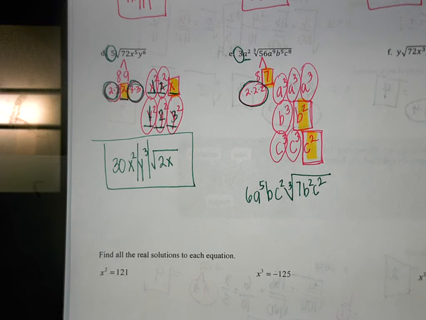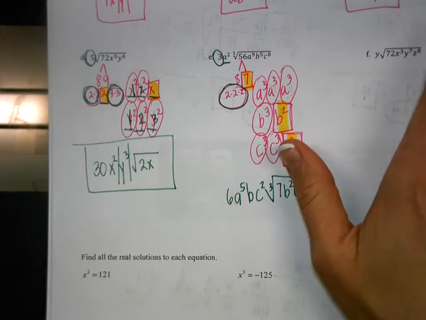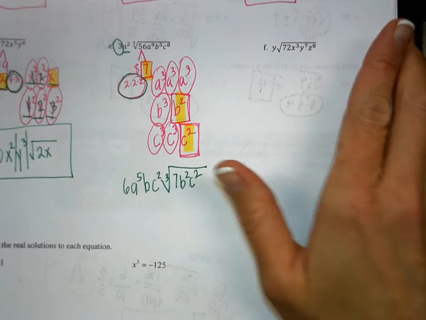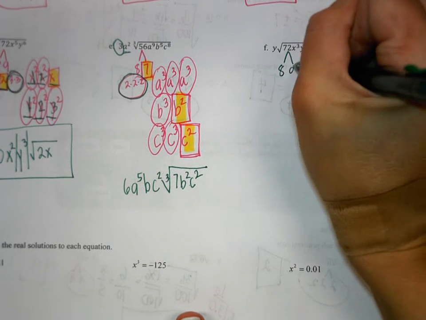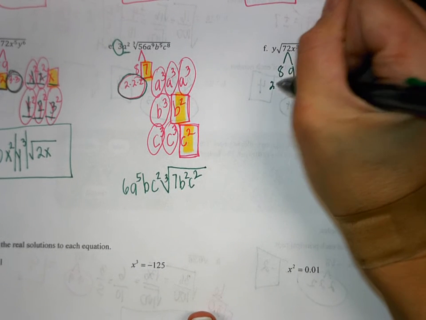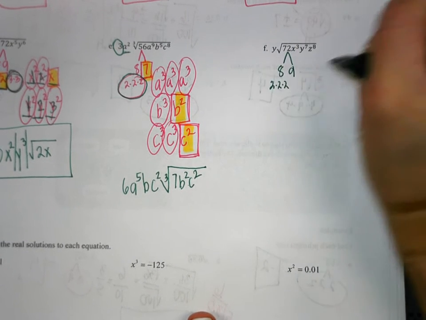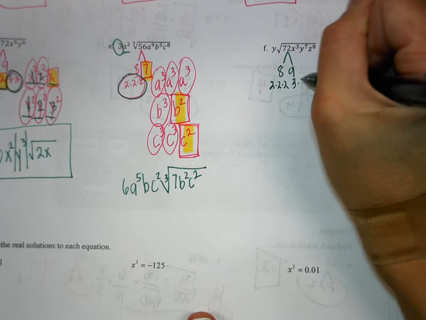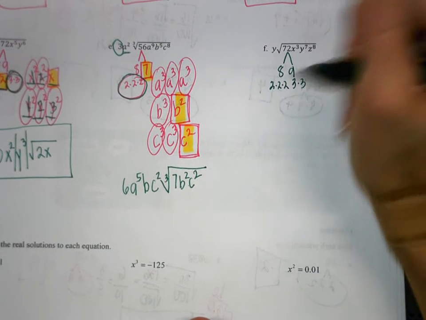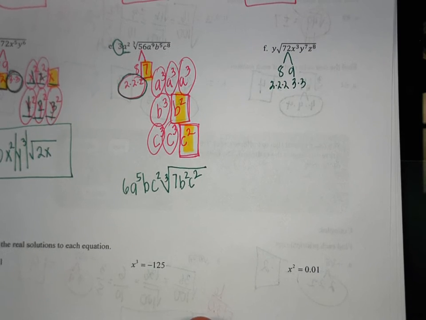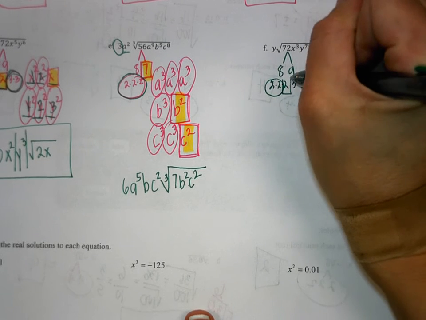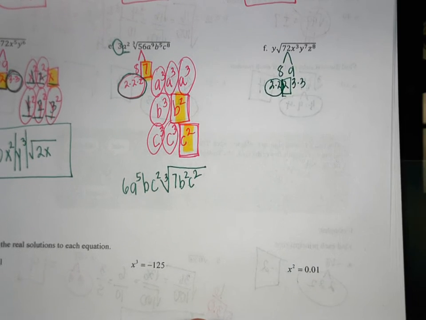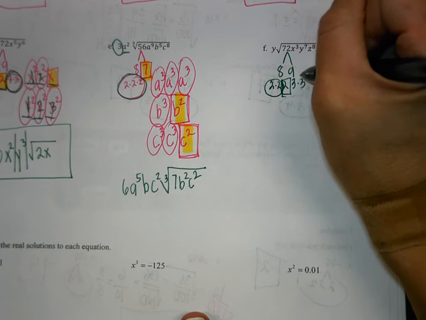Okay, F. 72. What does 72 break down to? Okay. 8 and 9. And then we know that 8 breaks down to be 2, 2, and 2. And 9 is 3 and 3. And so this is square root. So how many do we need for a group? 2. So I have one group of 2s and a 2 left over that I box, so I remember to keep it in my root box at the end. And then we have a group of 3s.